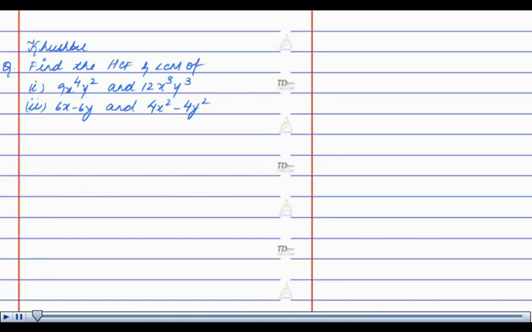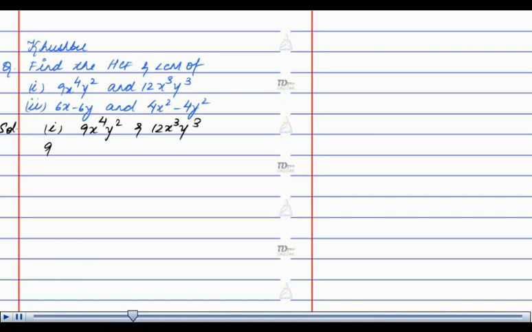Hello, I am Khushbu. The question is find the HCF and LCM of first 9x to the power 4 y square and 12x cube y cube, and second 6x minus 6y and 4x square minus 4y square. Taking up the first one, that is 9x to the power 4 y square and 12x cube y cube.